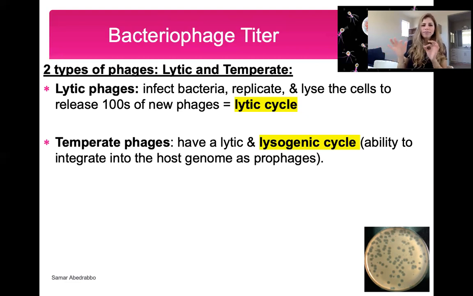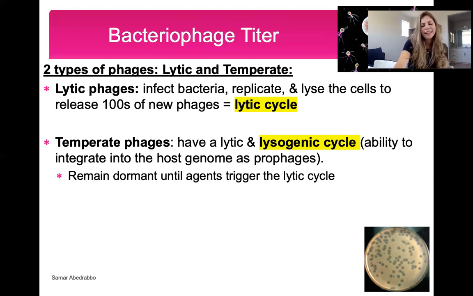So they're temporarily in the lysogenic cycle and then may eventually cause the cells to lyse and release many more phages. So again, there's temperate phages and lytic phages. And in this experiment, we're going to use a lytic phage, a phage or a virus that causes the bacteria to lyse. Temperate phages, again, are viruses or phages that incorporate their genetic material into the bacterial genetic material. And again, they remain dormant until something triggers the lytic cycle. This could be UV, it could be lack of nutrients, it could be anything.